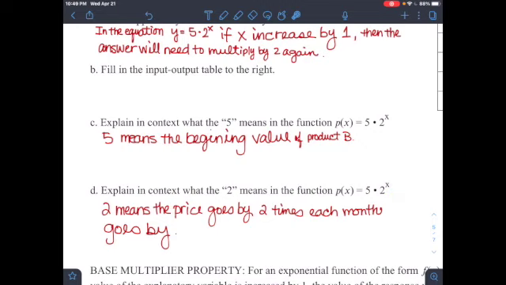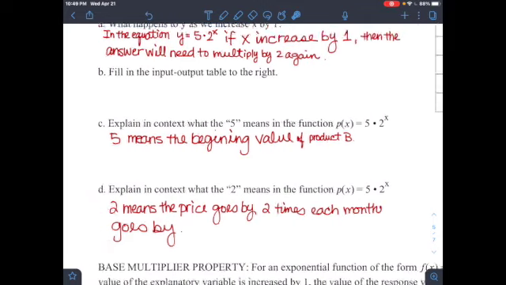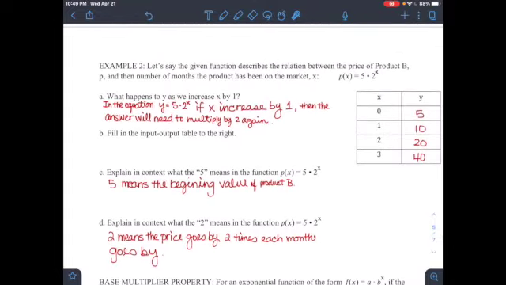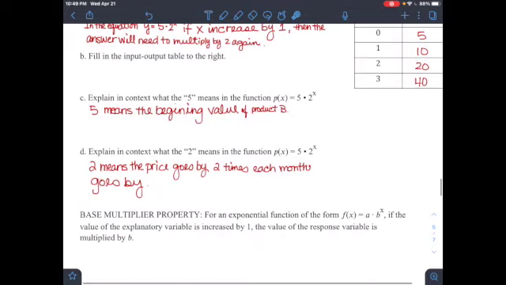So 2 times each month. So if it goes up 1 time, you times 2. If it goes up another 1, you times 2 again. If it goes up another one, you times 2 again. So that is going to be your answer for example number 2. All right, next thing, make sure you read through it.